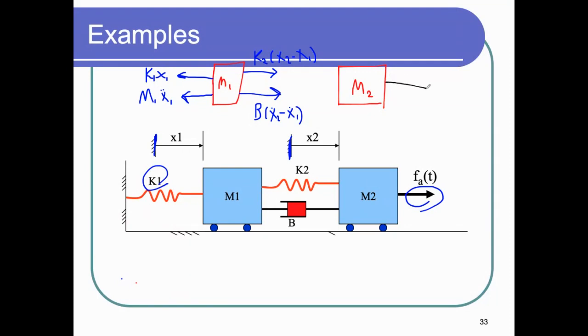So for mass 2, you have an applied force here, F of A. Do I have anything on the right? Anybody wants to add another force to the right? Abdulillah, do you still have something to add?